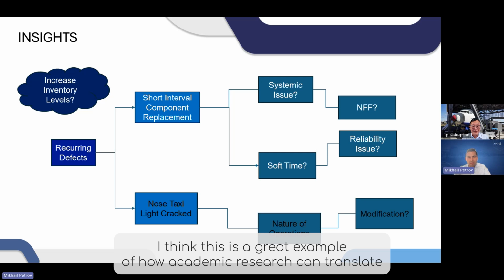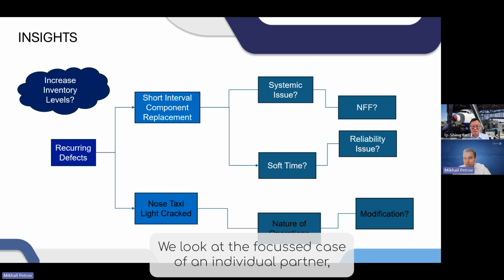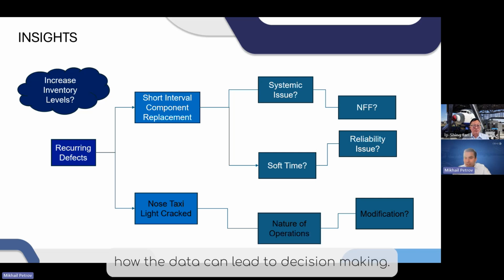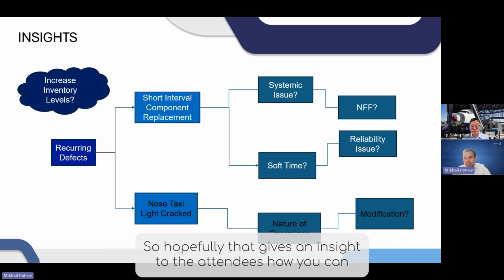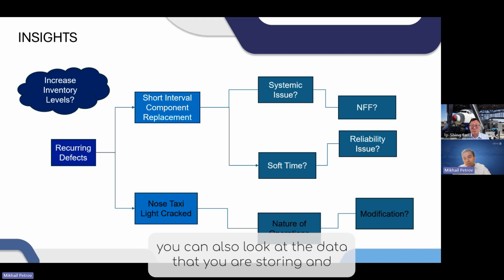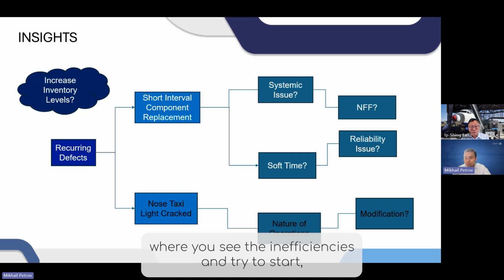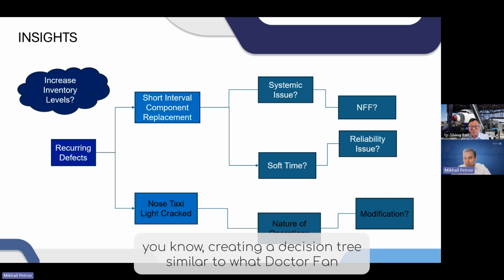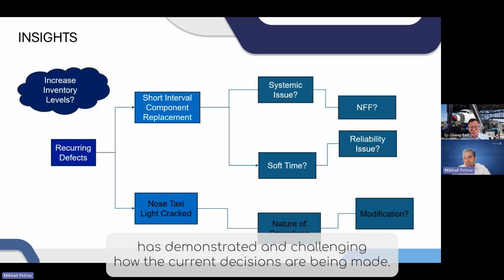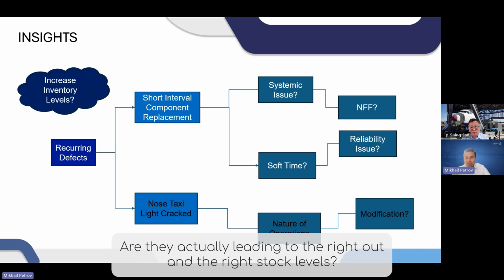Excellent. I think this is a great example of how academic research can translate into real-world application, right? We look at the focused case of an individual part and how the data can lead to decision-making. So hopefully that gives an insight to the attendees how you can also look at the data that you are storing and have a focused analysis around it, particularly the critical elements where you see the inefficiencies, and try to start creating a decision tree similar to what Dr. Fan has demonstrated, and challenging how the current decisions are being made. Are they actually leading to the right outcome, the right stock levels?